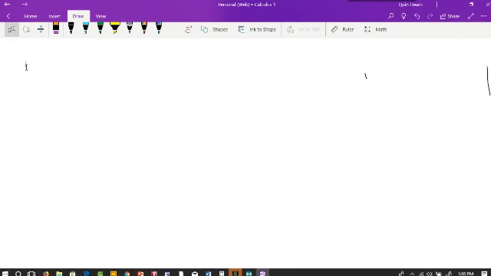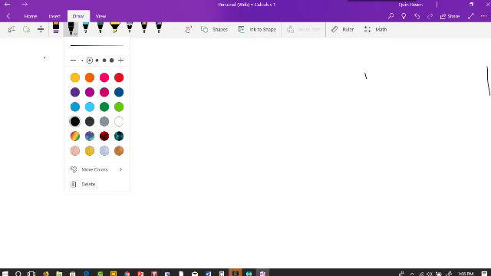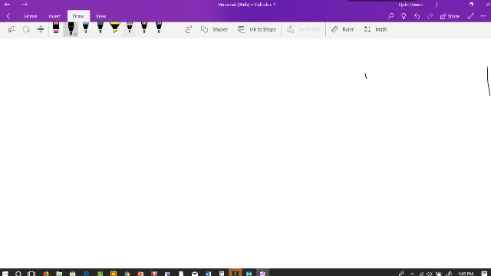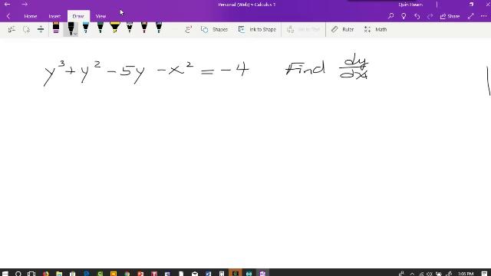Okay. So what is implicit differentiation? Well, implicit differentiation is when we're given something like, for example, the equation y cubed plus y squared minus 5y minus x squared equals -4. And we're asked to find dy dx. So the problem here is that we normally found dy dx by getting y by itself in the function, but there's no way to get y by itself in this function.